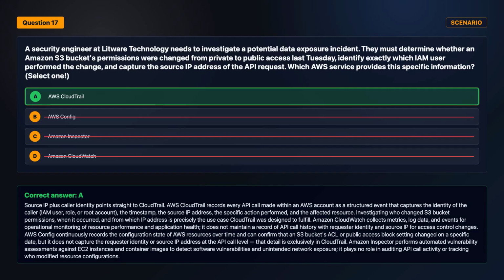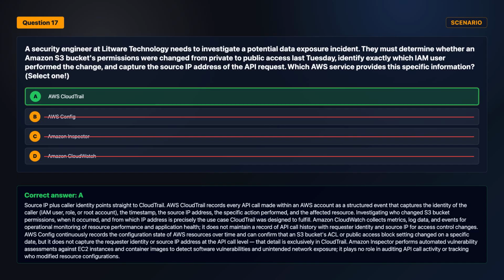Amazon CloudWatch collects metrics, log data, and events for operational monitoring of resource performance and application health. It does not maintain a record of API call history with requester identity and source IP for access control changes. AWS Config continuously records the configuration state of AWS resources over time, and can confirm that an S3 bucket's ACL or public access block setting changed on a specific date, but it does not capture the requester identity or source IP address at the API call level. The detail is exclusively in CloudTrail.